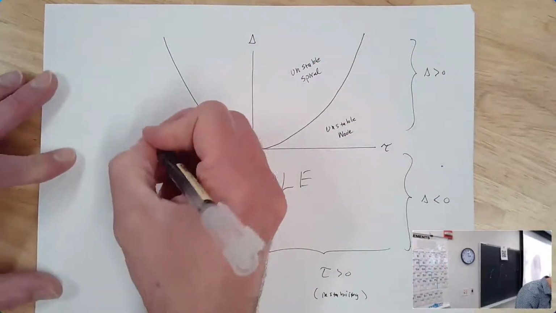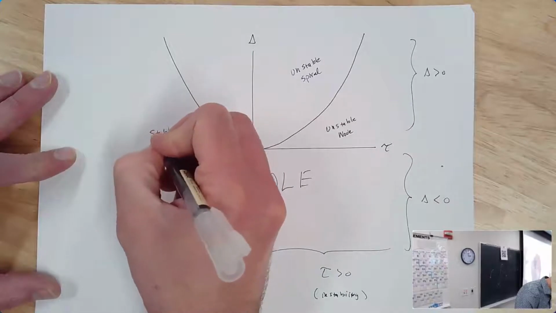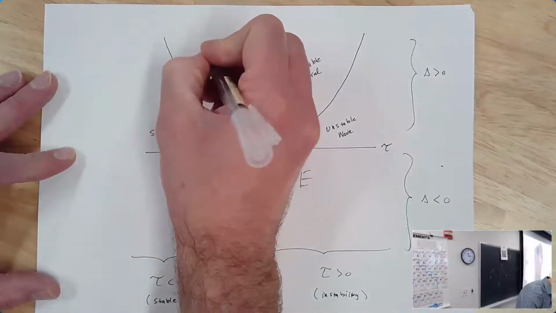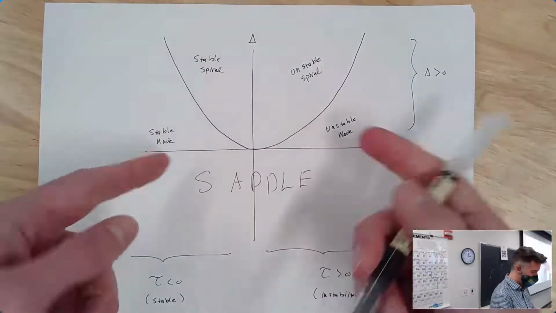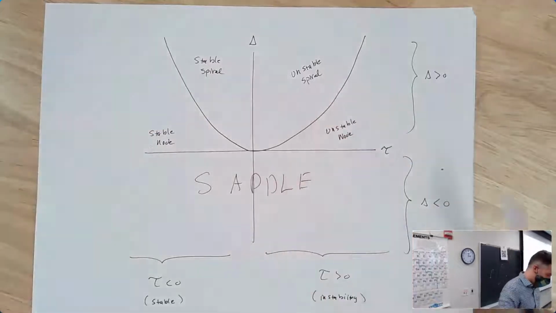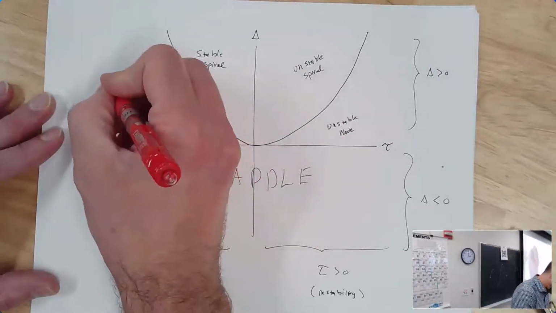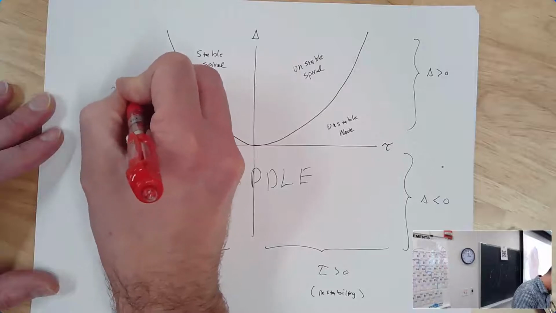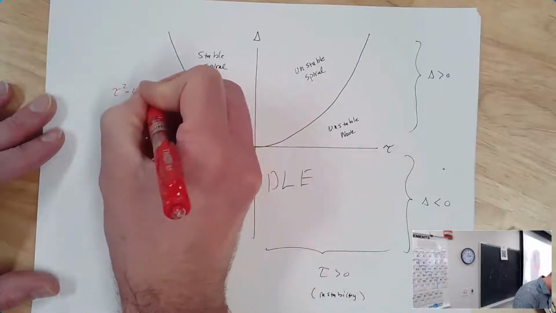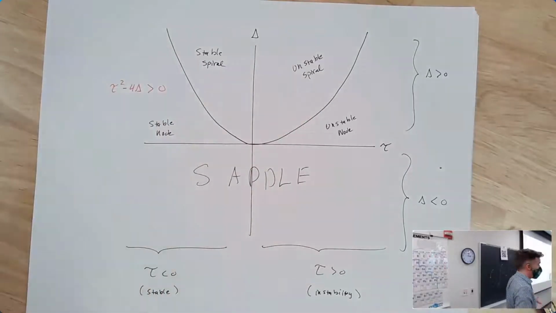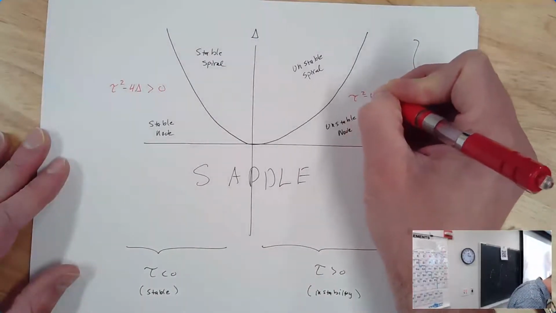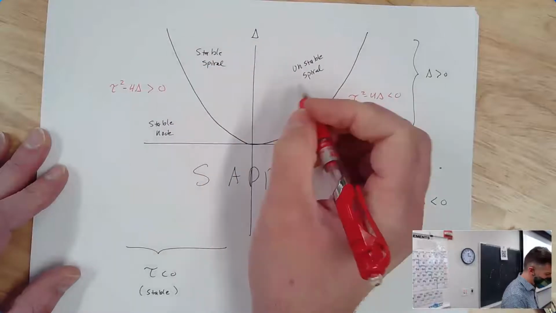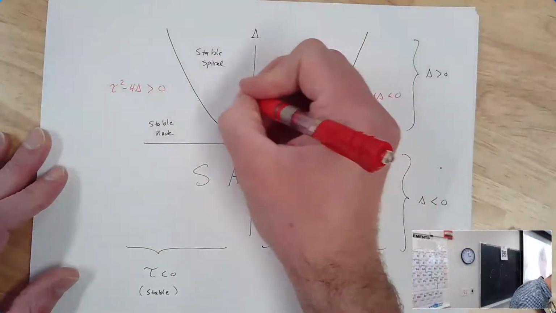Here we have stable nodes. Here we have stable spirals. And the determining factor between node and spiral is, for the nodes, we need the trace squared minus 4 times the determinant to be positive, aka the discriminant in your quadratic formula is positive. And for unstable or stable spirals, the discriminant has to be negative.